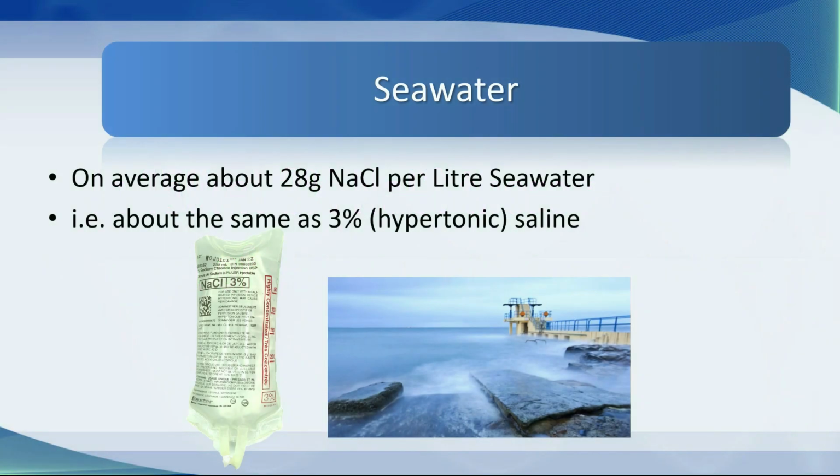Incidentally, where I live, there's sea, and people swim in the sea and they always say it's very salty. Of course, there's no salt in the sea. It's actually sodium chloride and various other electrolytes that's dissolved in there. And on average, there are 28 grams of sodium and chloride salt per litre of seawater, and that works out at about the same as 3% hypertonic saline.